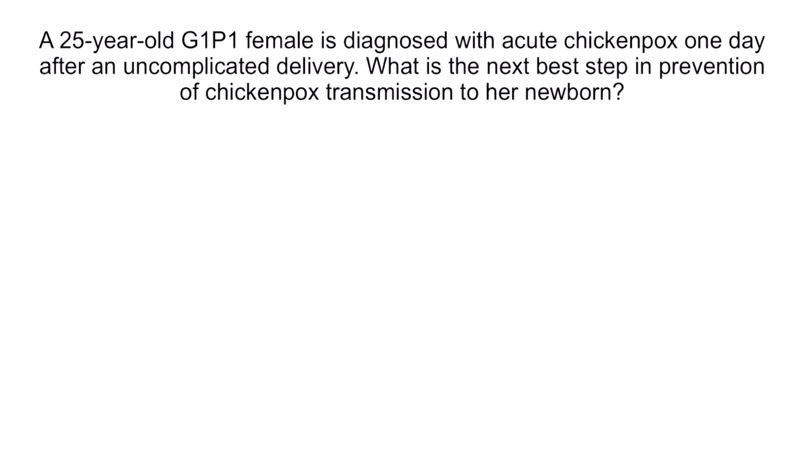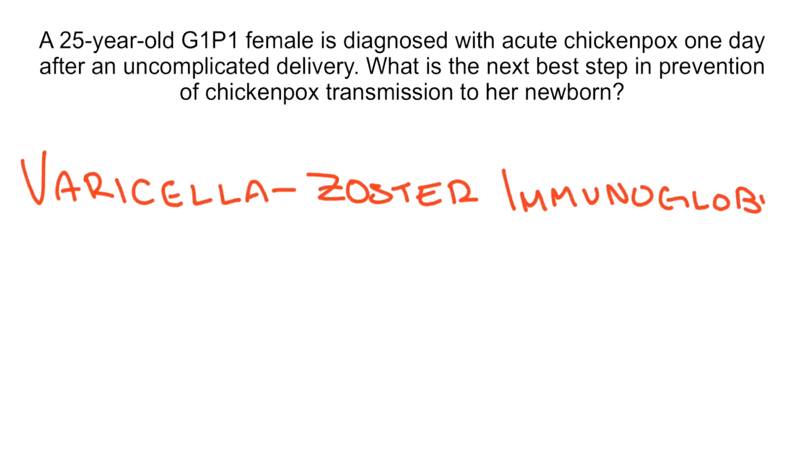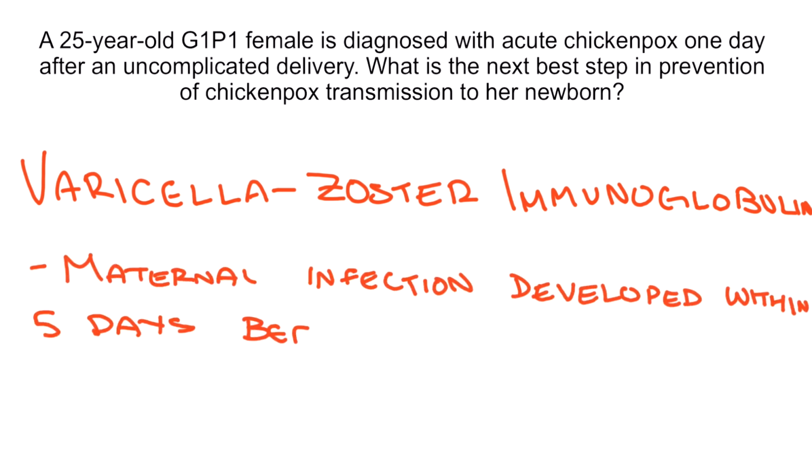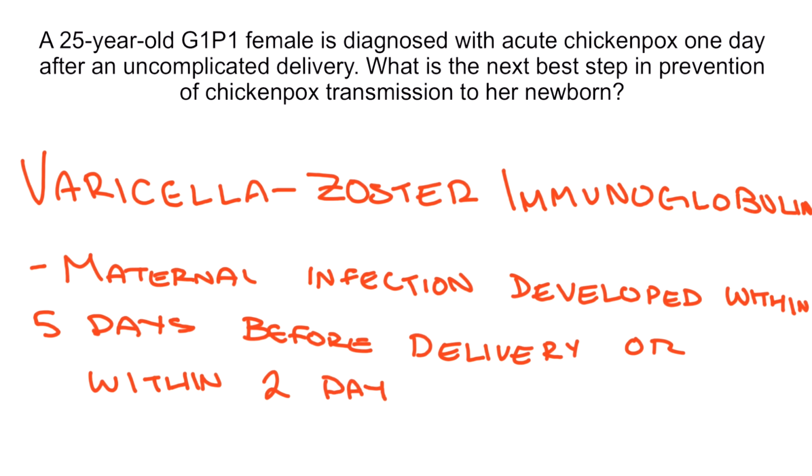Well, the next best step to prevent transmission to her newborn would be to give the baby varicella-zoster immunoglobulin as a form of post-exposure prophylaxis. Notably, this form of post-exposure prophylaxis is indicated only if the mother develops a chickenpox infection either within 5 days before delivery or within 2 days after delivery. And since this happened 1 day after delivery, this mother falls into that category.